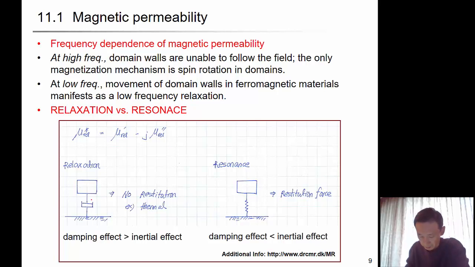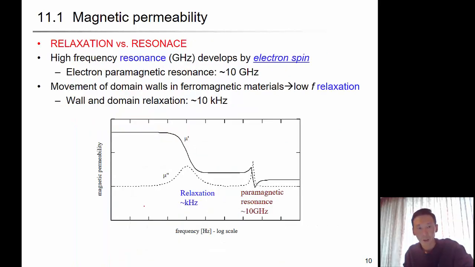So when we think about relaxation versus resonance, resonance is like you have a spring and the restitution force is very high, and the inertial effect is dominant. And in the relaxation mechanism, the damping effect is dominant and there is no restitution. So we'll see the difference soon.